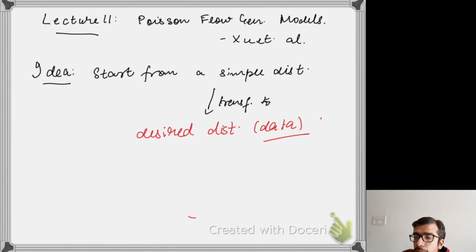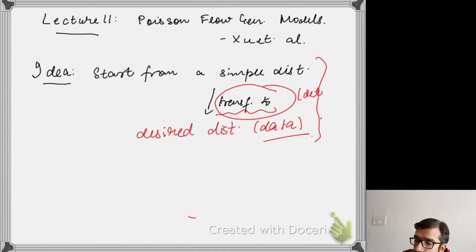But note that diffusion, the models which we have been looking at so far, actually do not follow this protocol, because here we are looking at a deterministic transformation. Okay, whereas in the case of models like diffusion, the transformation is itself a stochastic transformation.